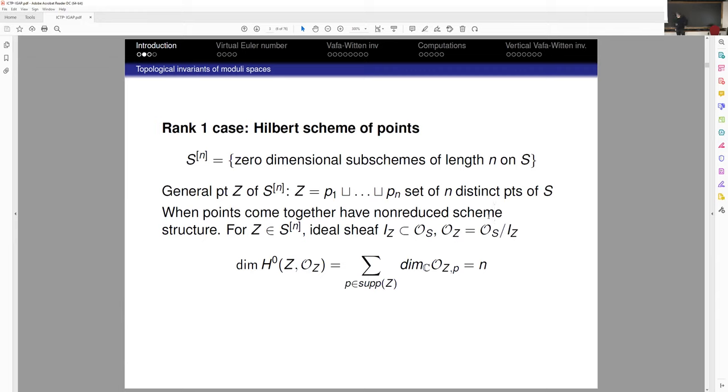And then, in principle, such a subscheme will be given by an ideal sheaf I_Z in the structure sheaf of S, so say the holomorphic functions that would vanish on the subscheme.